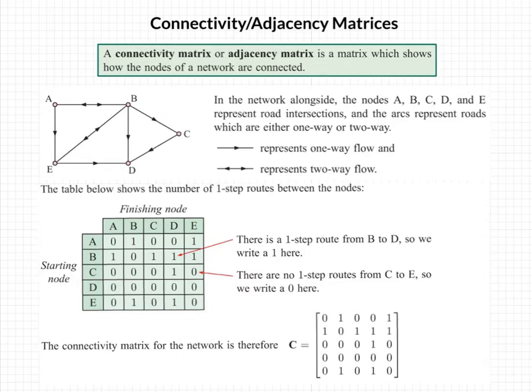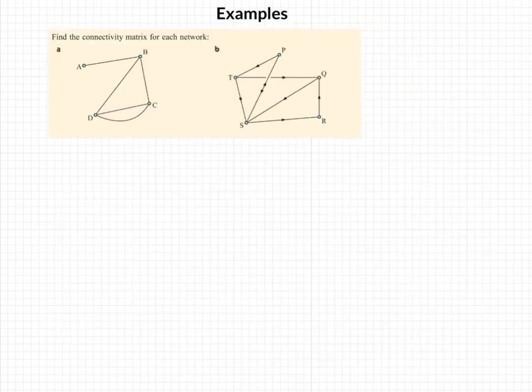Once we've shown a table below, we can actually rewrite this table so it's in the form of a matrix. So for a connectivity matrix, in this case we label that matrix with the value of C. And we can see that the values of 0 and 1 inside the table are what form our matrix. So I'm going to go through a couple of examples. In these examples, we're going to look at the connectivity matrix for each network.